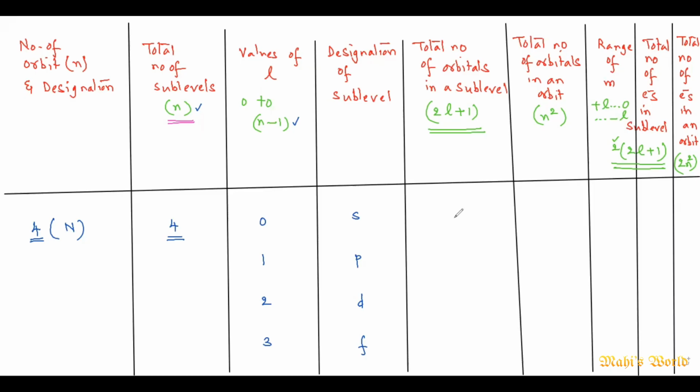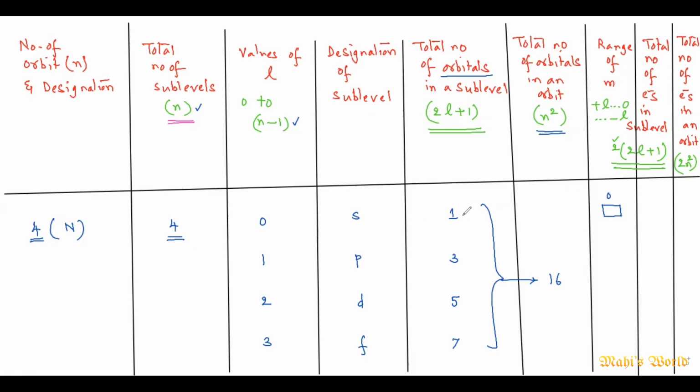Now come on, 2 of L plus 1, I mean the total number of orbitals. 2 of 0 plus 1, 2 of 1 plus 1, 2 of 2 plus 1, 2 of 3 plus 1. Okay, coming to the total number of orbitals, let me say 1 plus 3 plus 5 plus 7. That is 4 plus 5, 9. 9 plus 7, it's 16. You can just use this formula n square. N square is 4 square, right? 4 square is 16.